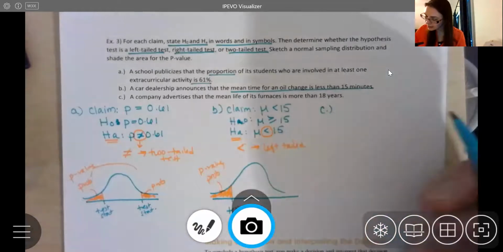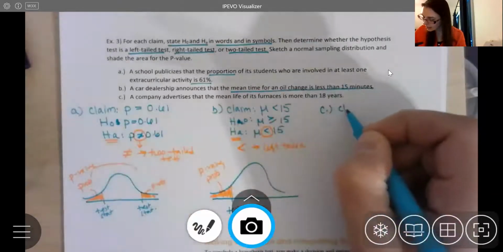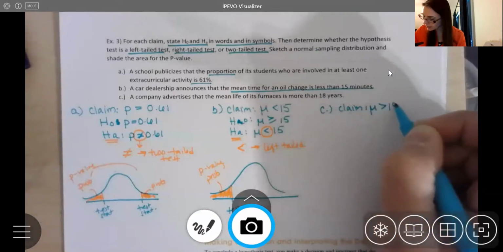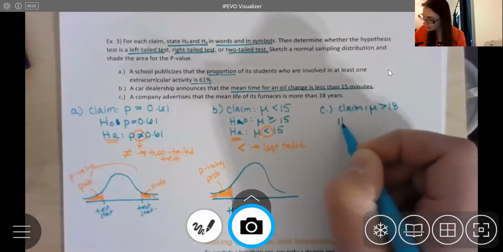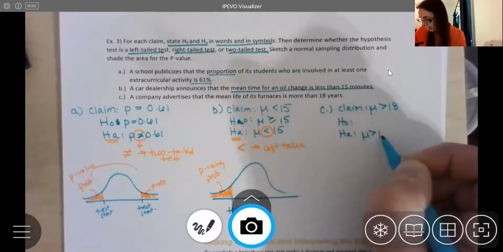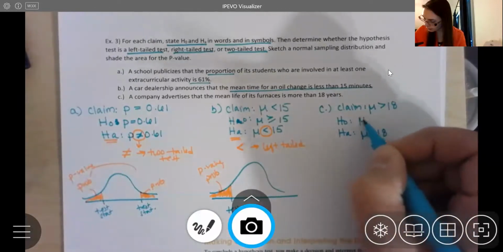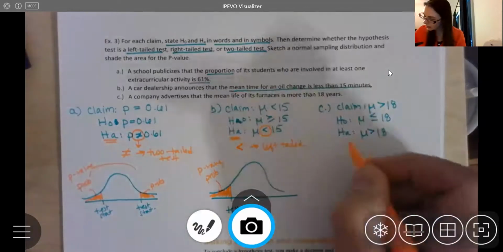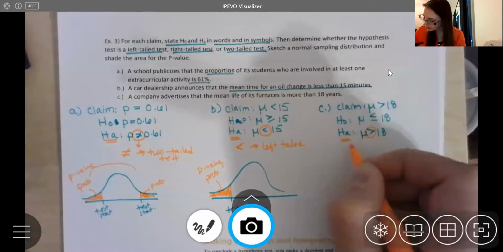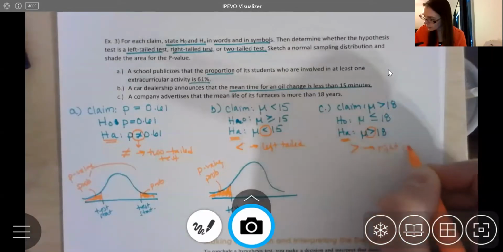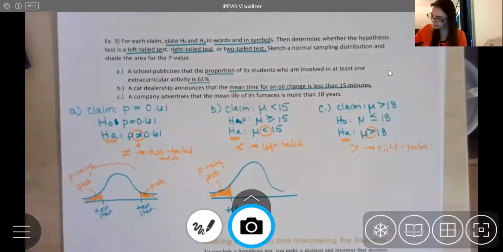And then finally for C, the claim was that a company advertises that the mean life of its furnace is more than 18 years. Because it's greater than, we're going to put it as the alternative, and then the opposite would be less than or equal to for the null. And again, for the type of test, you're using the alternative. That symbol is pointing to the right, so we're going to use a right-tailed test.